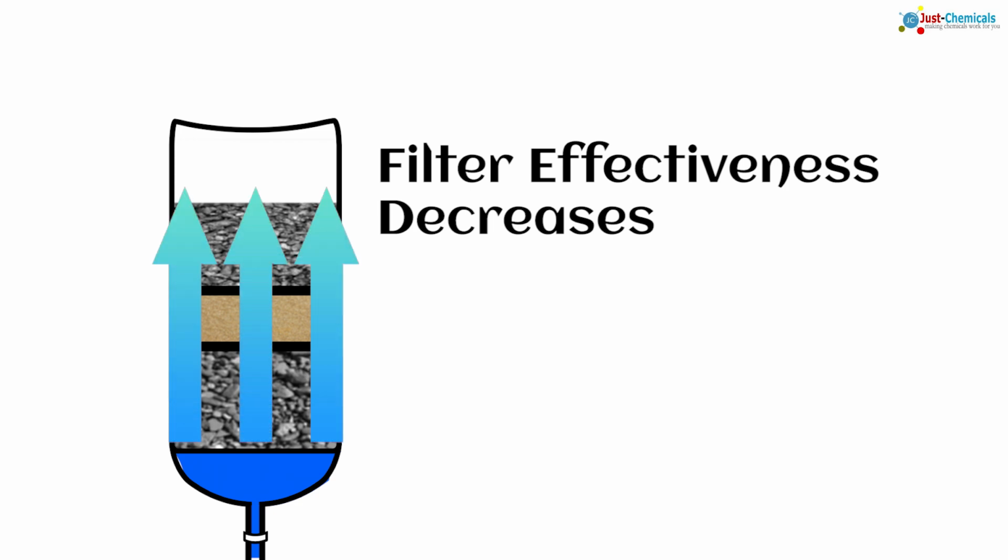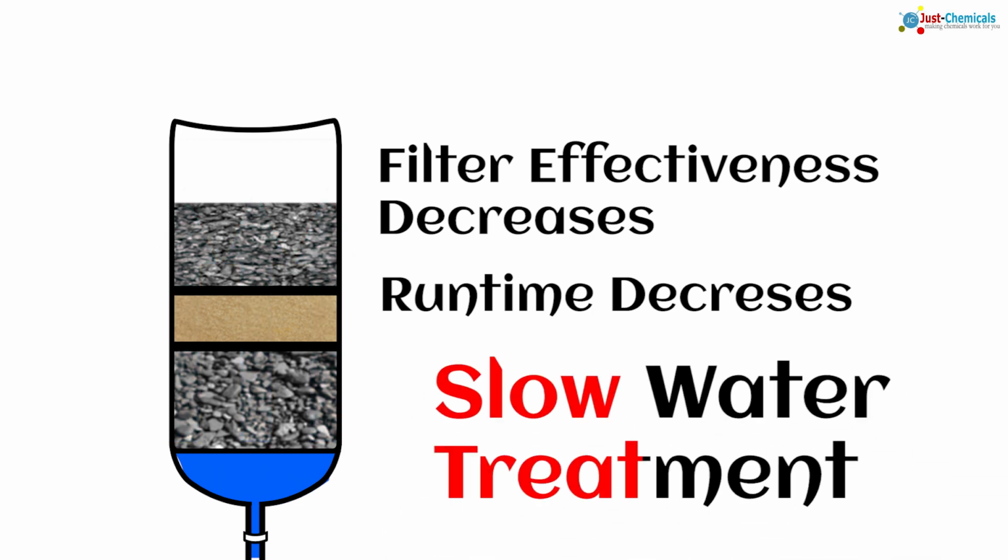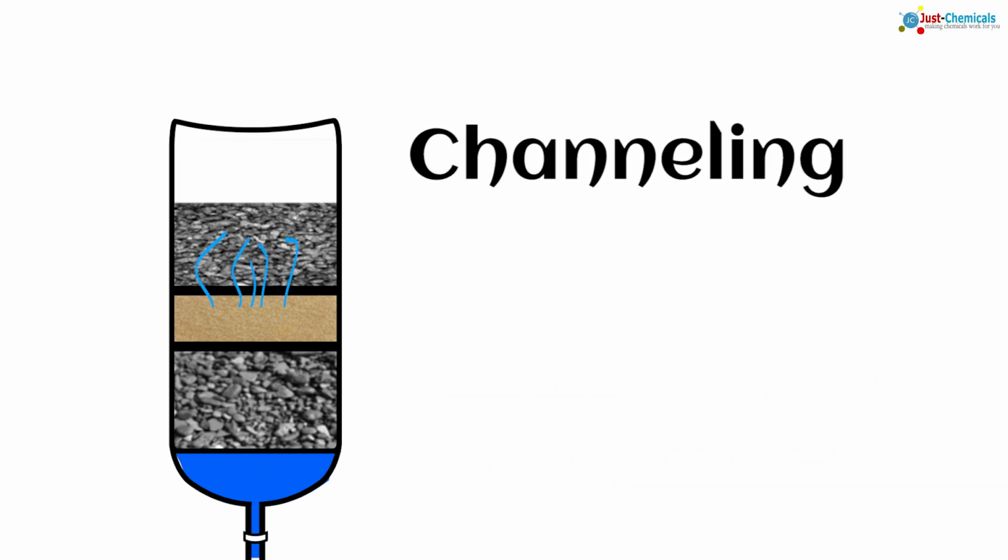That encapsulation in turn means that the filtering effectiveness decreases and the time between backwashing sessions, or run time, decreases as well. The results are slow water treatment filtering systems that end up costing more and more to operate. In some cases, tunneling occurs, where water finds its easiest path through the filter bed, forming channels that allow the water to pass through unfiltered.